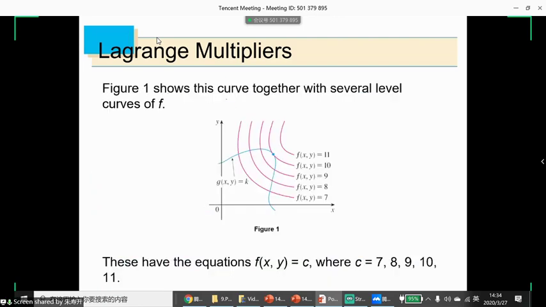Here the figure shows the constraint curve together with several level curves of f. The red curves are f equal to some values from 7 to 11, and the blue curve is the constraint function c(x, y) equal to k.